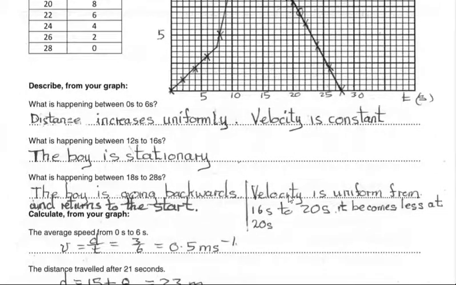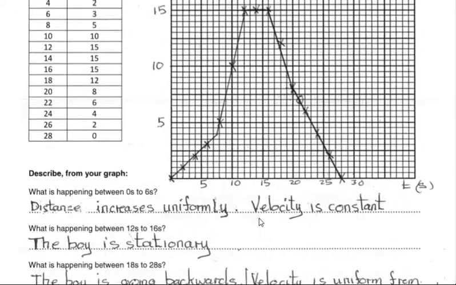Velocity is uniform from 16 seconds to 20 seconds. It becomes less at 20 seconds. So we've got a uniform velocity here, and then we've got another uniform velocity which is less than this velocity. We can see that by the steepness or the gradient of the line. The gradient of the line is less steep here, so the velocity is less.